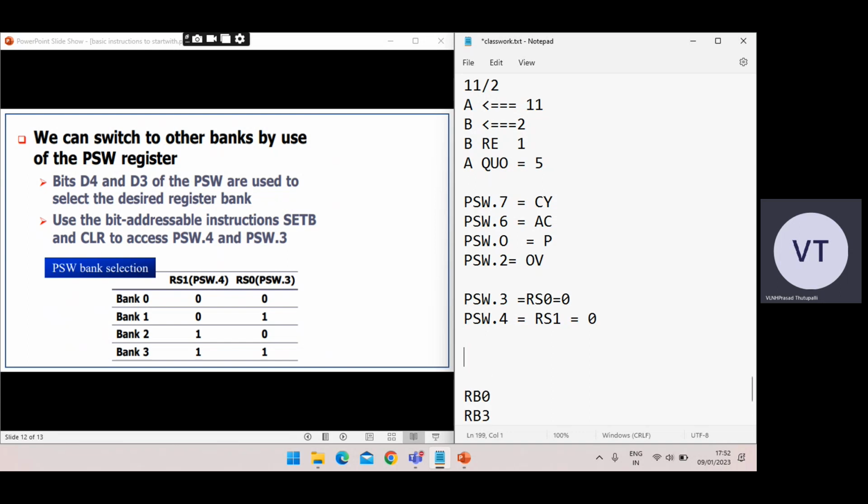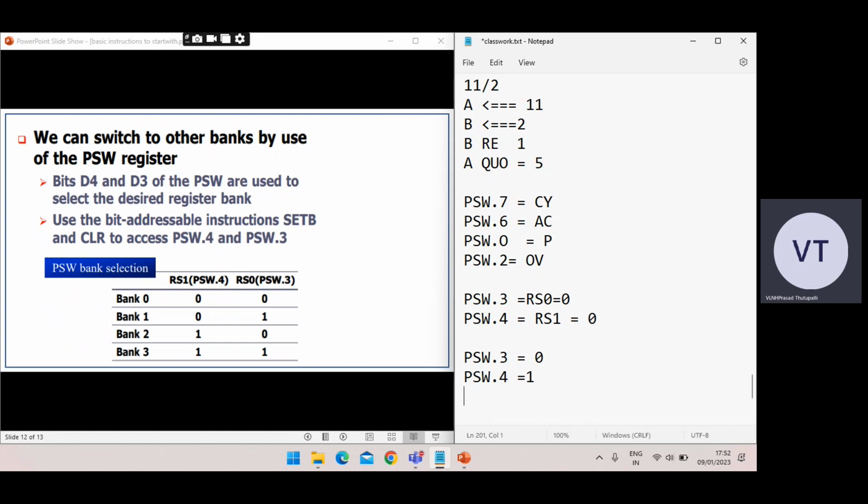Now I want to use the 8 registers of bank 2. In order to switch from bank 0 to bank 2, PSW.4 should become 1 and PSW.3 should become 0. PSW.3 is already 0, so you need not change it. How do we make PSW.4 equal to 1?